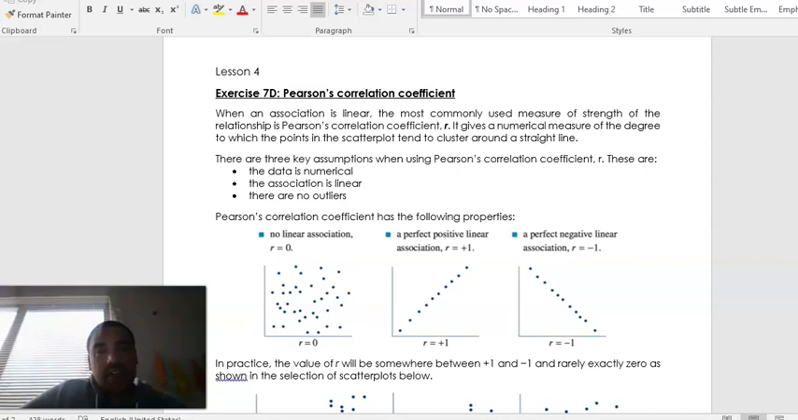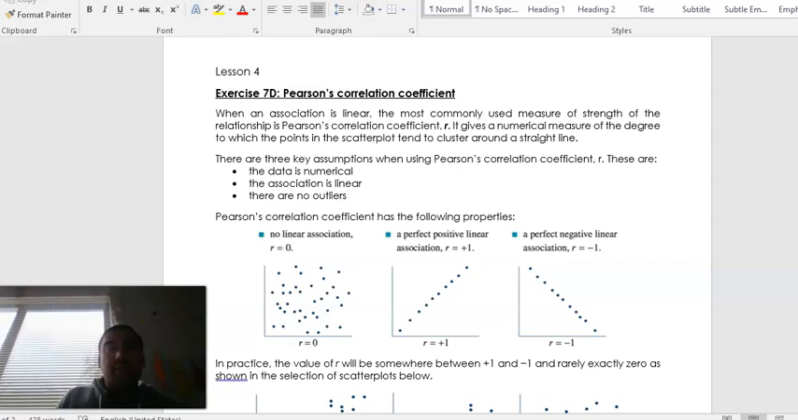There are 3 key assumptions when using Pearson's correlation coefficient, and this is very important. The first one is that the data needs to be numerical. There's no point getting 2 variables where one is weight and the other one is favorite ice cream flavor. It doesn't make sense. You can't do that. They have to be both numerical. It doesn't matter if it's continuous or discrete, though continuous does give you a more accurate approach, as long as they're both numerical. The second one is that the association needs to be linear. It can't be non-linear. It can't have curves of any sort within the pattern. It has to be a linear association.